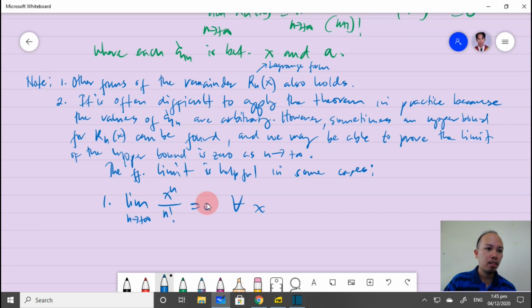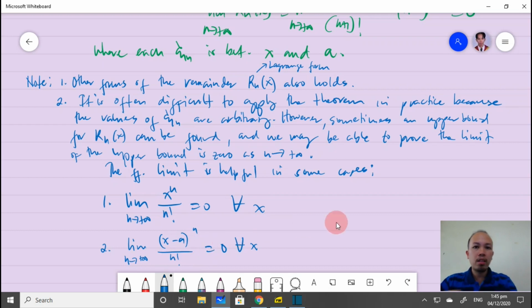The second is this one, the limit of (x minus a) to the n over n factorial as n approaches positive infinity is equal to 0 for all x. These have the same argument: n factorial is faster than (x minus a) raised to the power of n. So let's have an example.